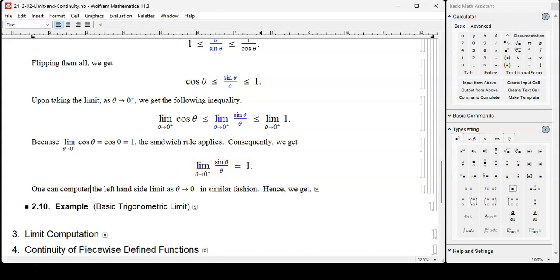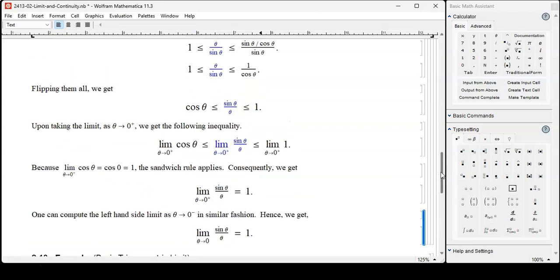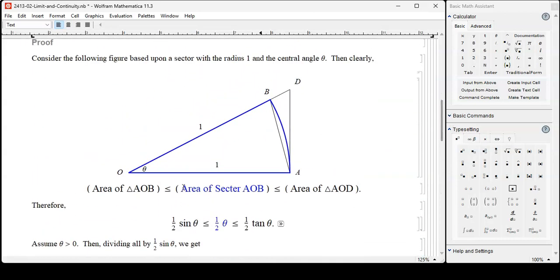Now, we can compute the left-hand side limit as theta goes to 0 minus in a similar fashion. Hence, we get this. And I didn't give you any of this, actually. Well, if I give you a little bit of a hint, in this picture, theta is positive. As you can see, the angle measurement is counterclockwise non-trivially, so theta is positive.